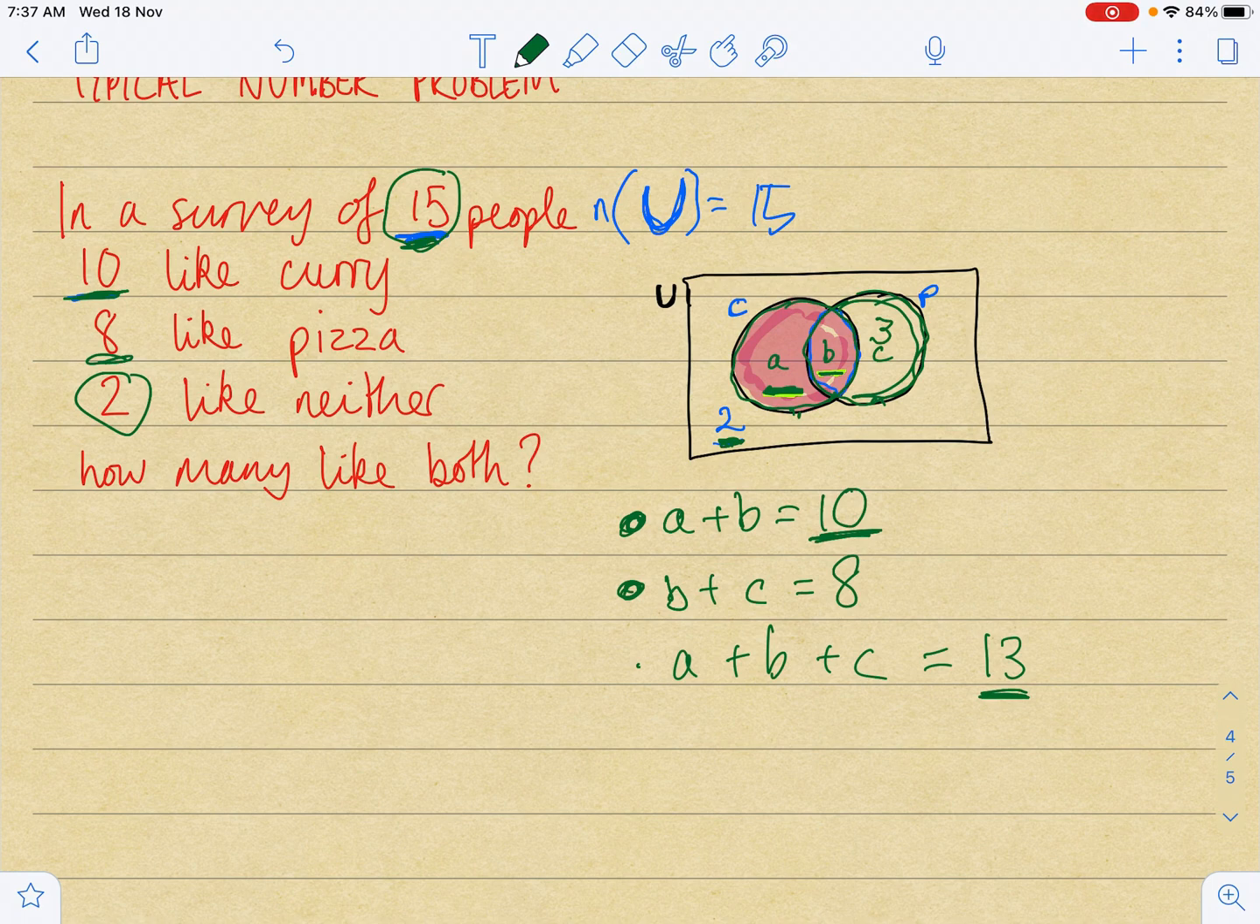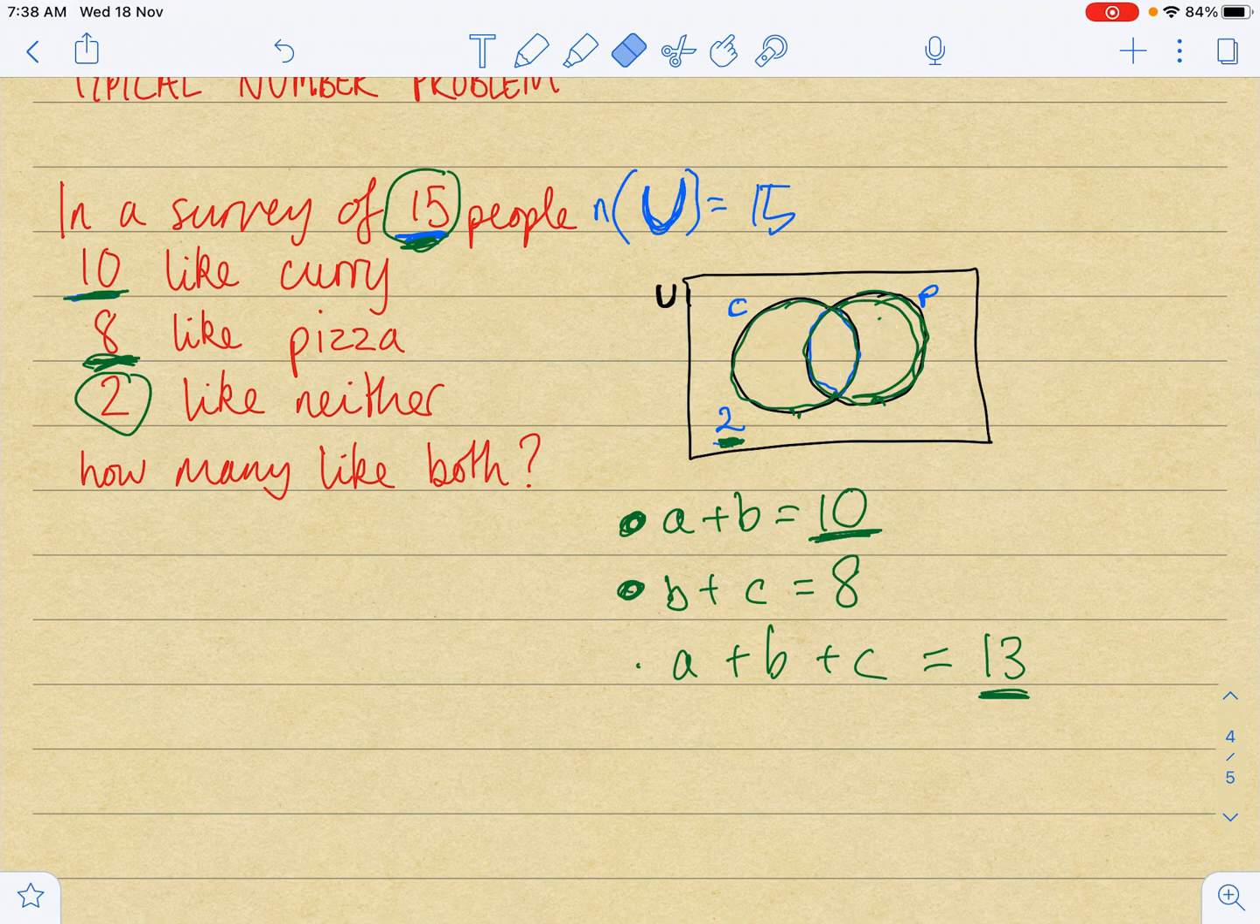And once I've got that, I also know that everything in B and C is 8. Well, that means that the B must be 5, because that makes it add up to 8. And then lastly, I know that the whole pink area is 10, so if there's 5 in the middle, A must be 5. So there's different ways to do it. You pick the way that works for you.